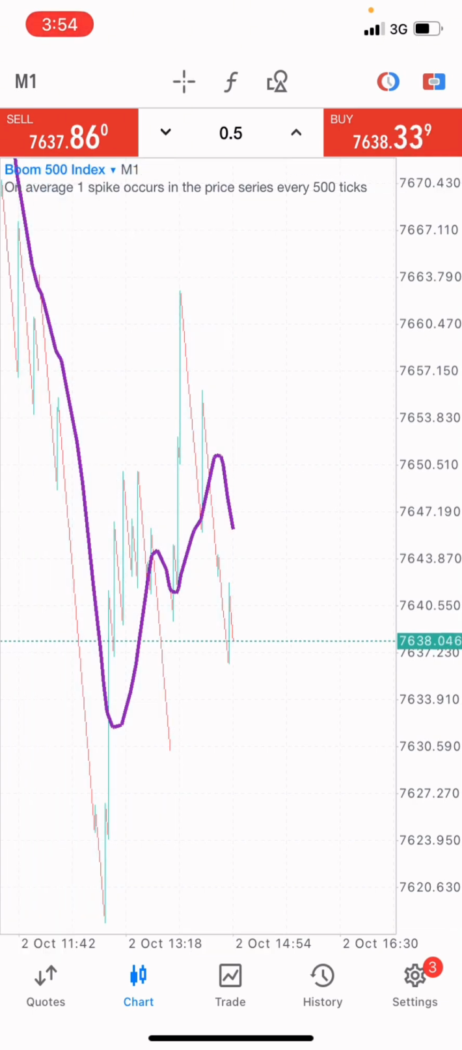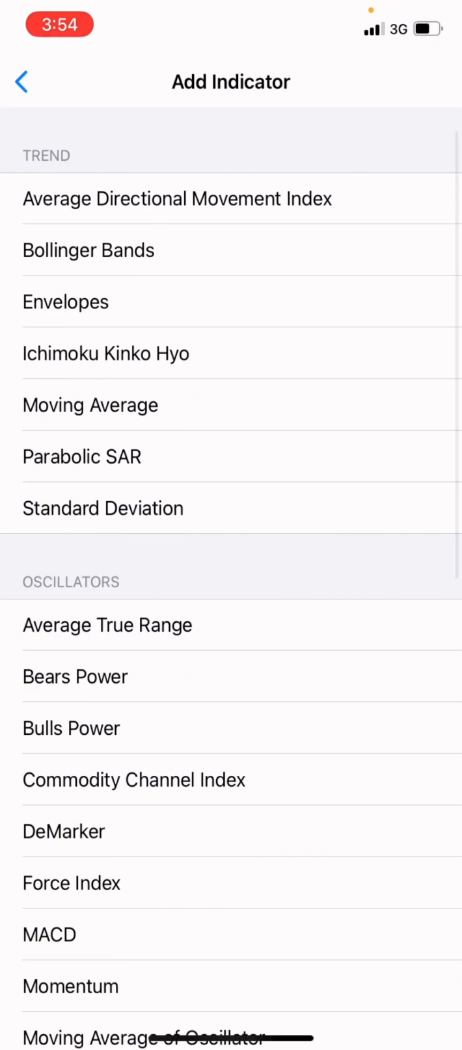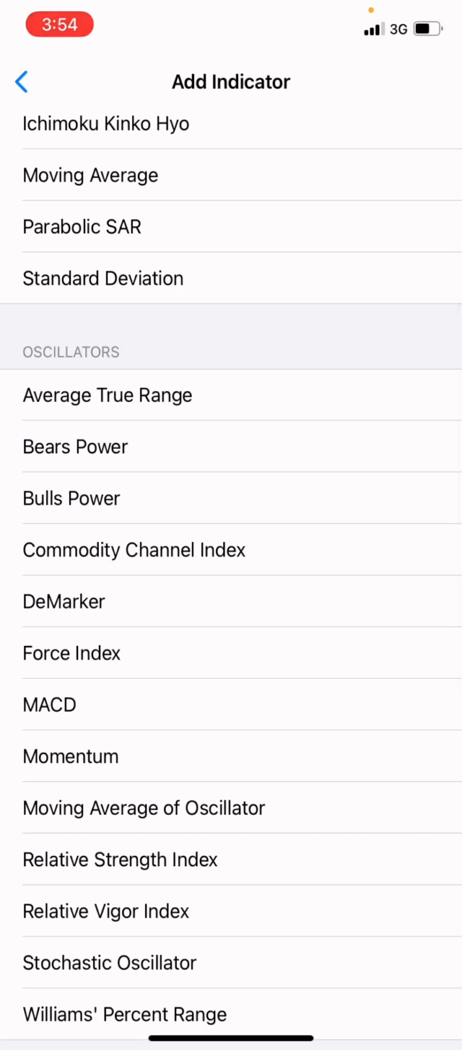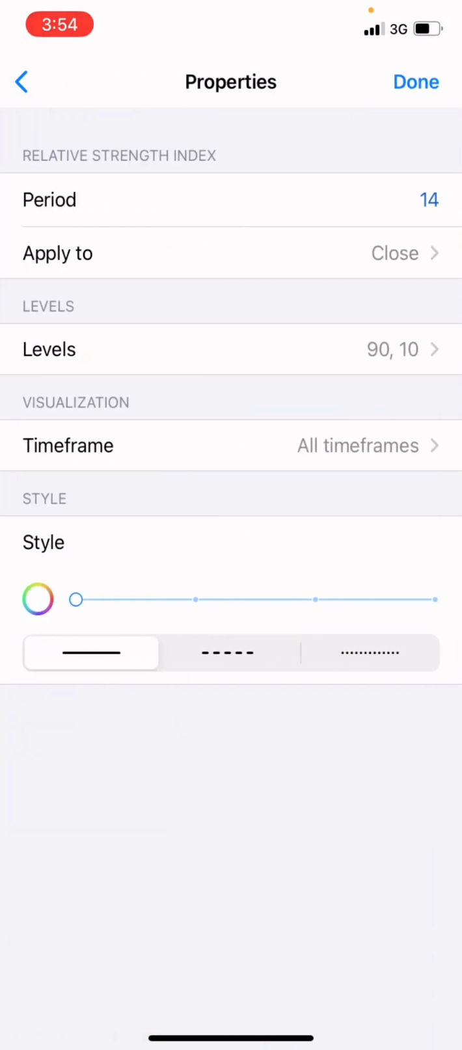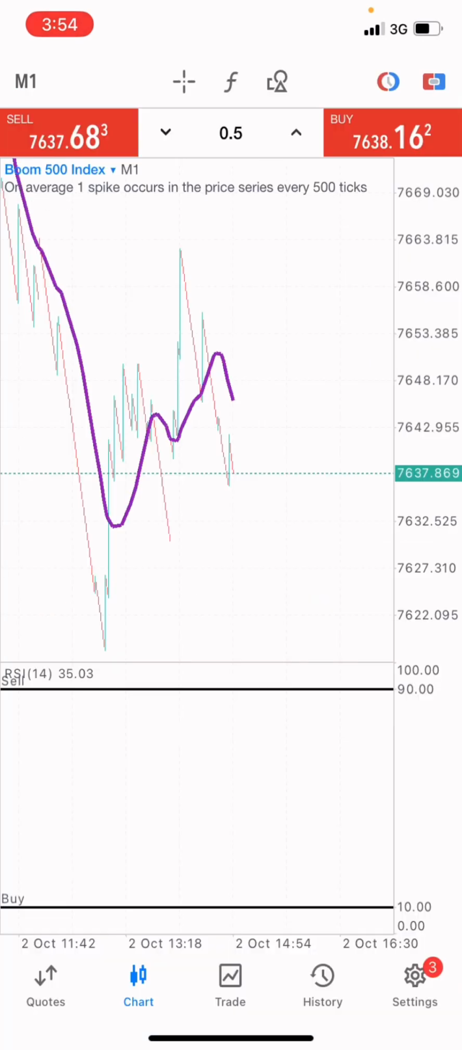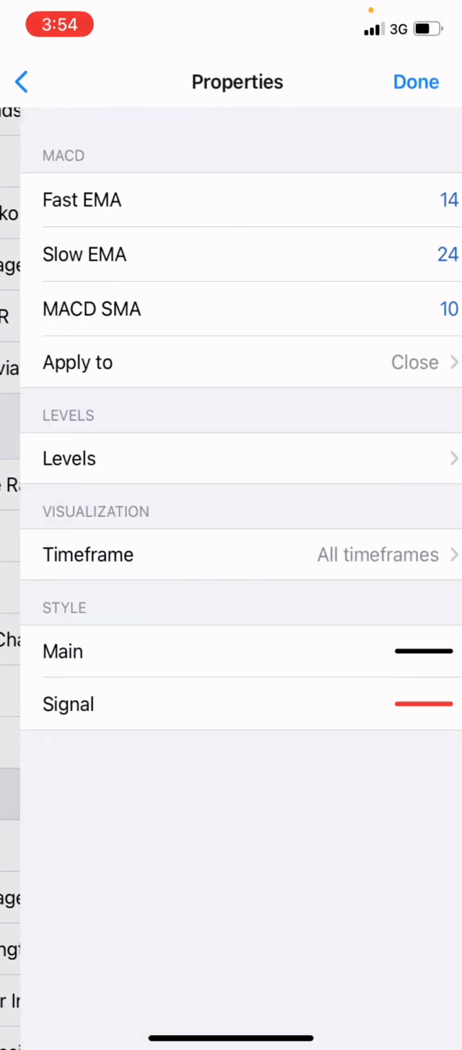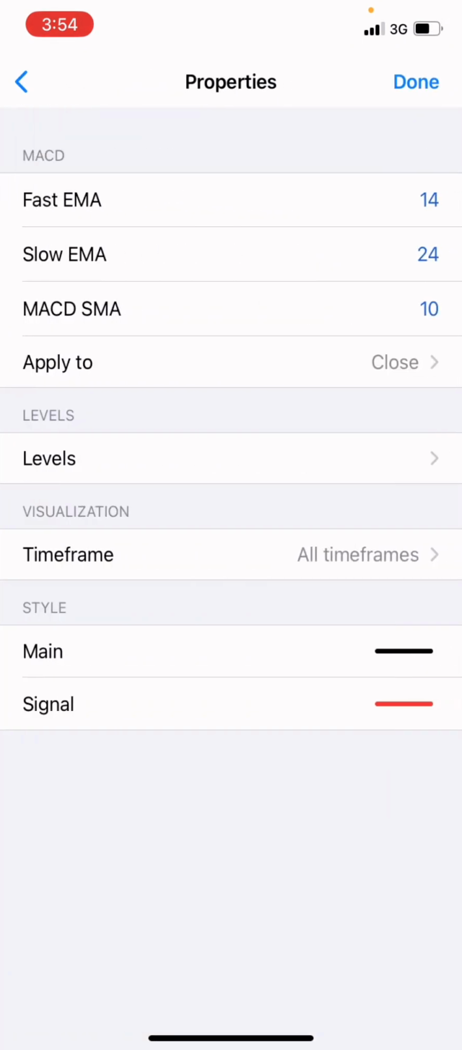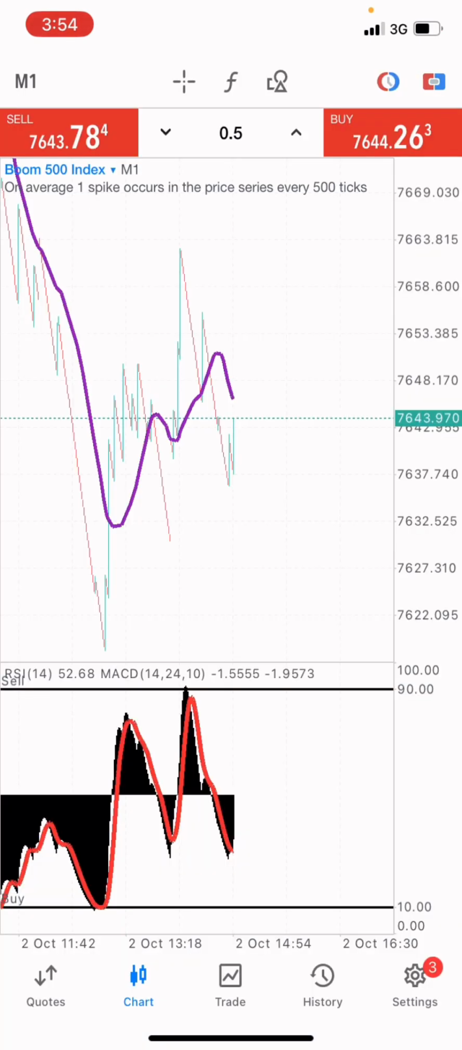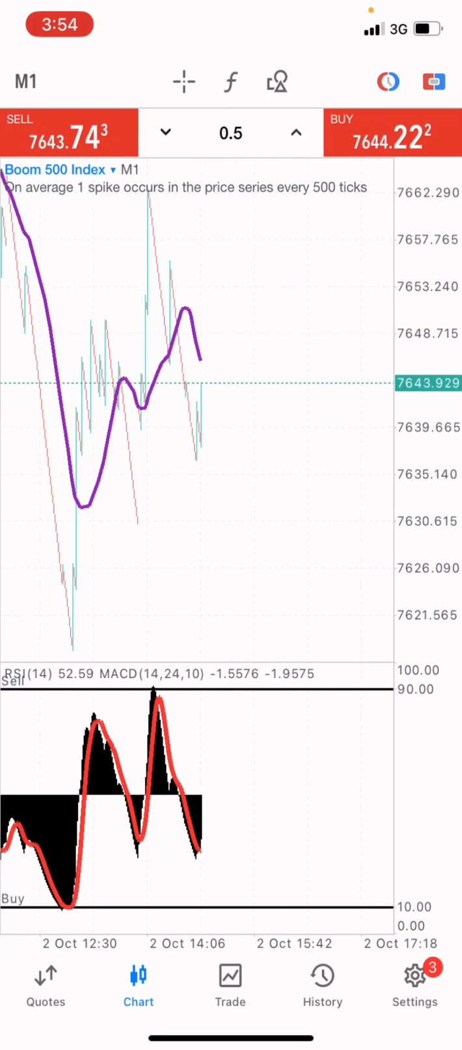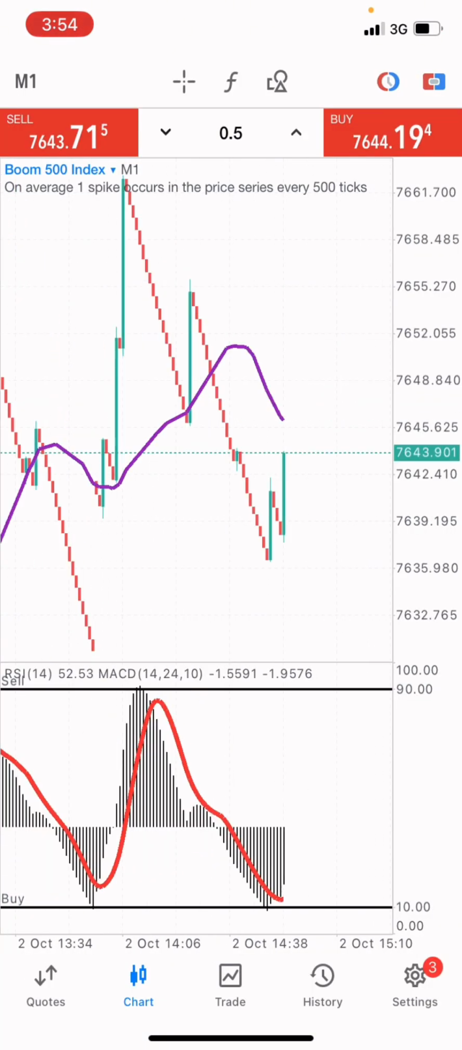So what we're going to do right now is to put in the RSI, the relative strength index. We're using the same parameters we use on the crash market, just as you can see. Then we're going to put in the MACD indicator, just to confirm this for you guys, using the same parameters we used for the crash market as well. Then right now you can see at this very point, perfect guys, the spike just came in.